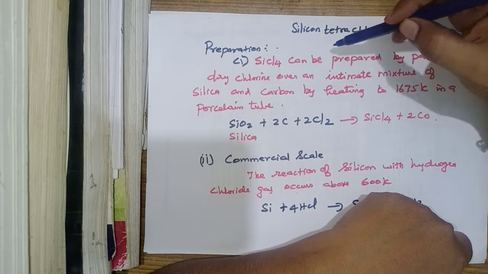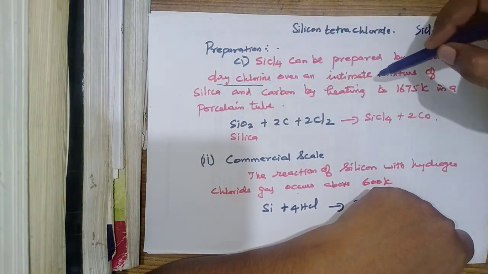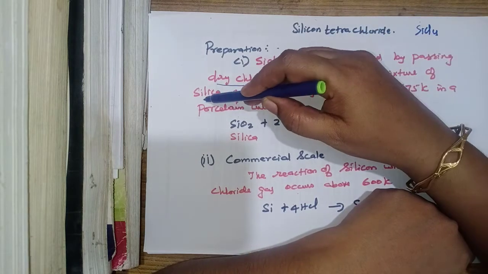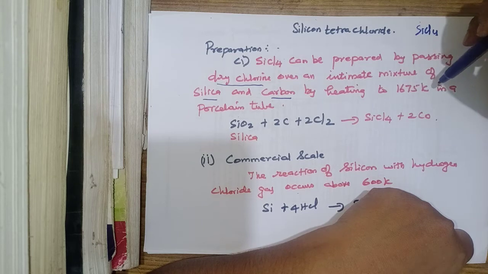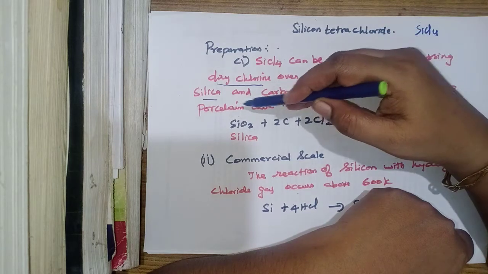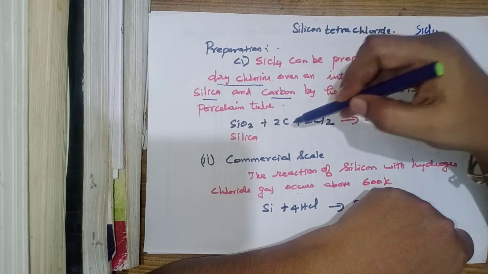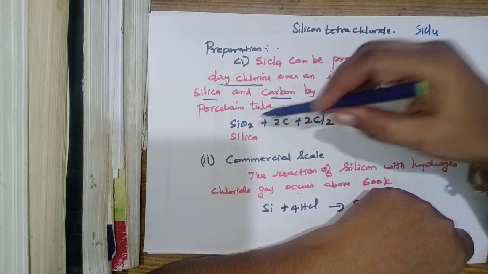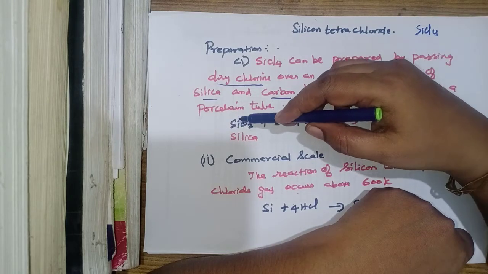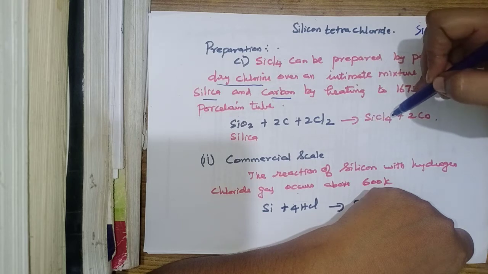Silicon tetrachloride can be prepared by passing dry chlorine over an intimate mixture of silica and carbon by heating to 1675 Kelvin in a porcelain tube. Silica means SiO2, carbon, and dry chlorine is Cl2. That gives Si. How many chlorines are there? 2 twos are 4. SiCl4.